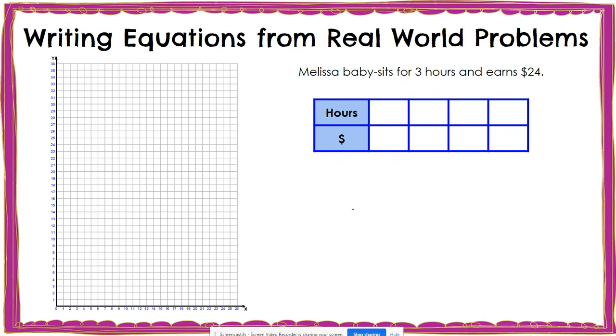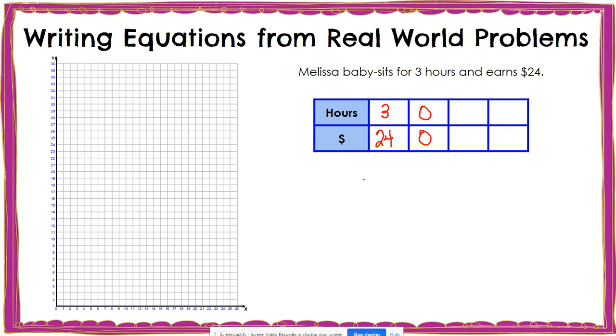I can also take a real-world situation and I can make a table, graph, and equation from that situation. This problem says that Melissa babysits for 3 hours and earns $24. So I know from this that if she babysits 3 hours, she's going to earn $24. Well, I also know if Melissa babysits 0 hours, she's going to earn $0. Let's figure out what Melissa would earn for just 1 hour.